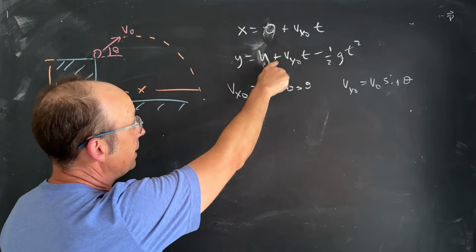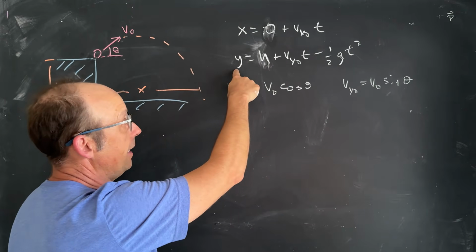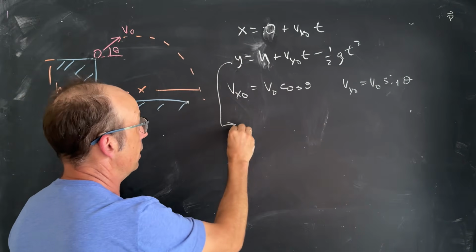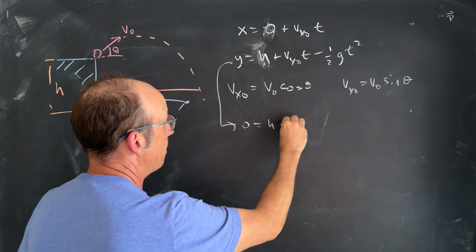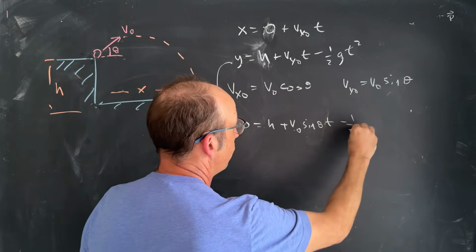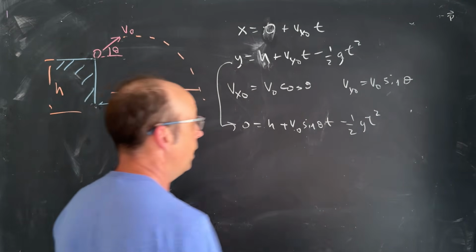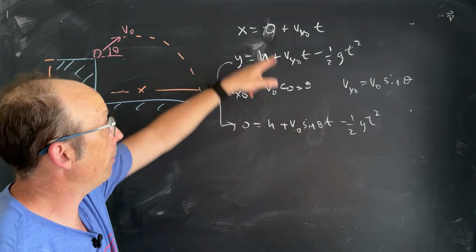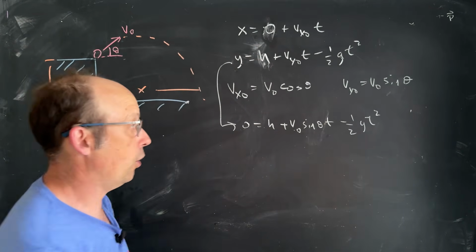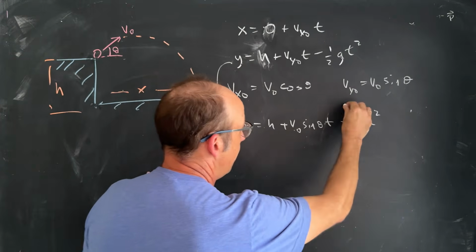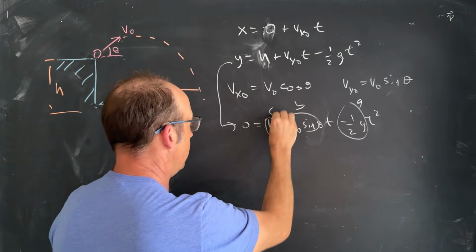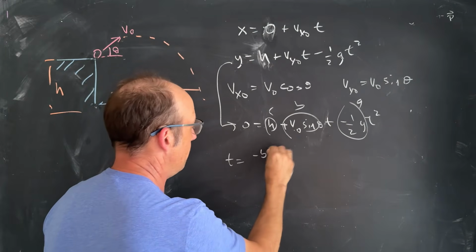I can take this equation, and it's going to end up with the final y position down here at 0. So this equation looks like this: 0 equals h plus v0 sine theta t minus 1/2 g t squared. And we need to solve this for time and then plug it up here to get the range. So this is a quadratic equation where this is my a term, this is b, and this is c.